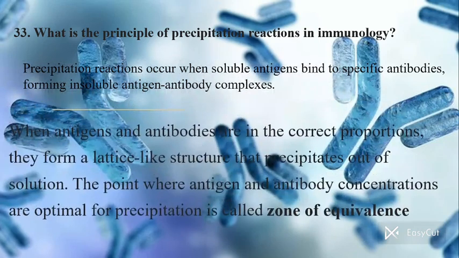The principle of this precipitation reaction in immunology is that when the antigens and antibodies come together, they form a lattice-like structure which precipitates out of the solution. We are going to see on the picture how this lattice-like structure is formed, and the point where the antigen and antibodies meet is called the zone of equivalence.